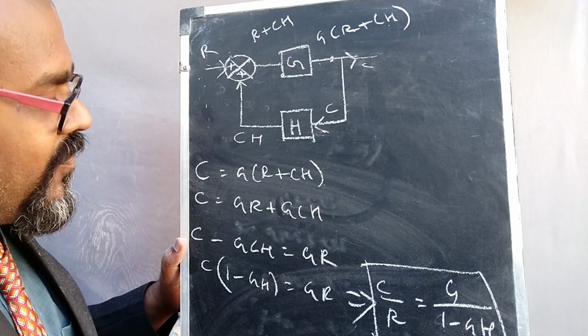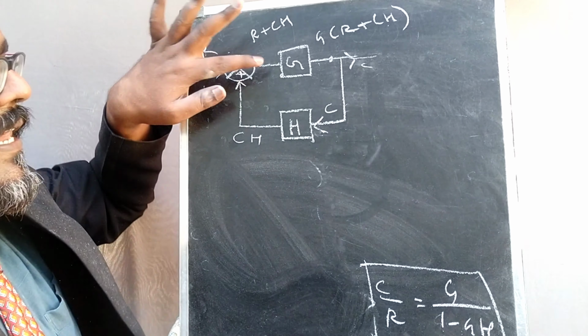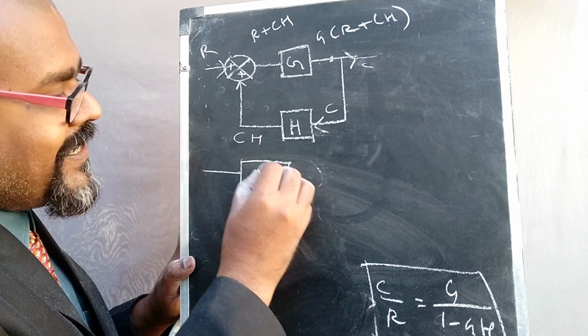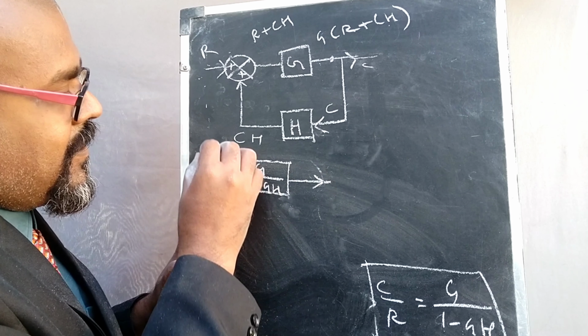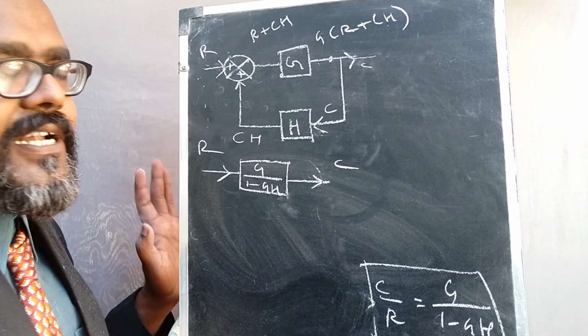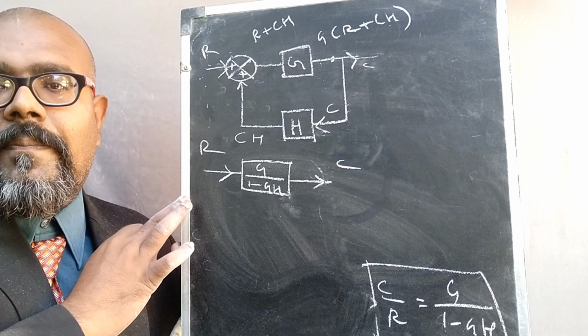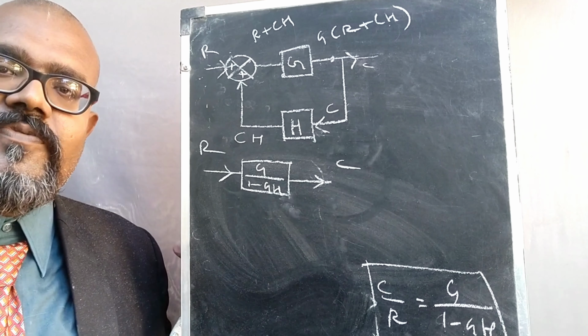So what we need to follow is, instead of all these blocks, elements, the summing point and the branch point, we can write the block as G divided by 1 minus GH. That is R and this is C. That's all. So this is the rule formula you need to apply for the positive feedback path and negative feedback path, and all the other rules we followed.